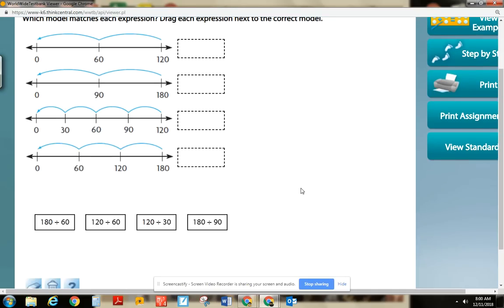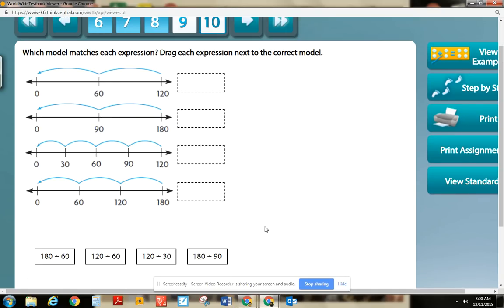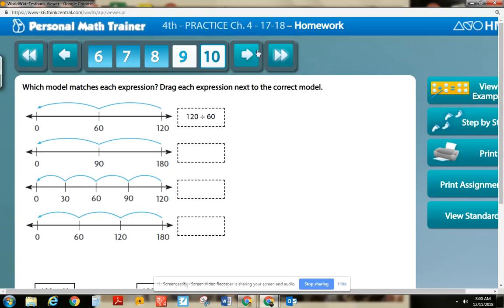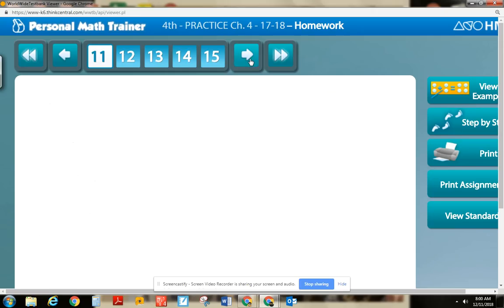So this question is representing division, and don't forget, in a division problem, the total always comes first. So here would be the total. So it's either 120 divided by 60 or 120 divided by 30. But we're doing jumps of 60, so that's the one that goes with it. Make sure you look at the total. Make sure you're paying attention to the jumps. Make sure that you're paying attention. This should be a question that we do very well on.